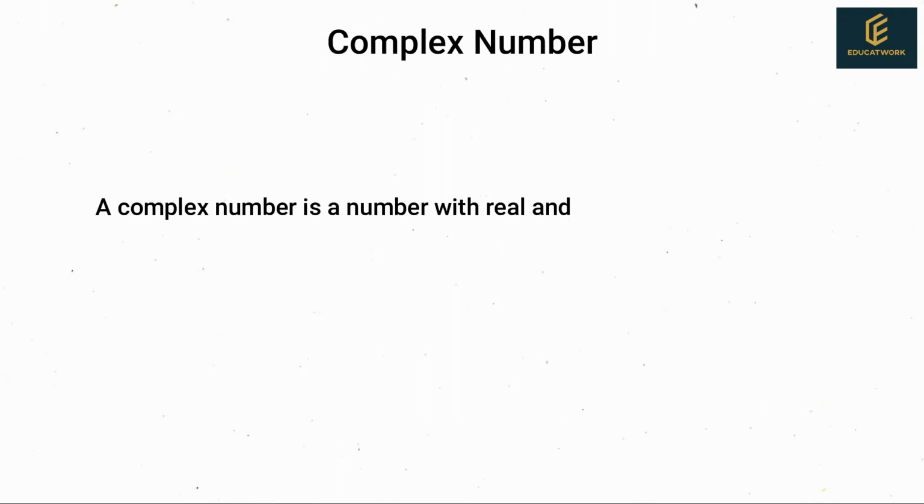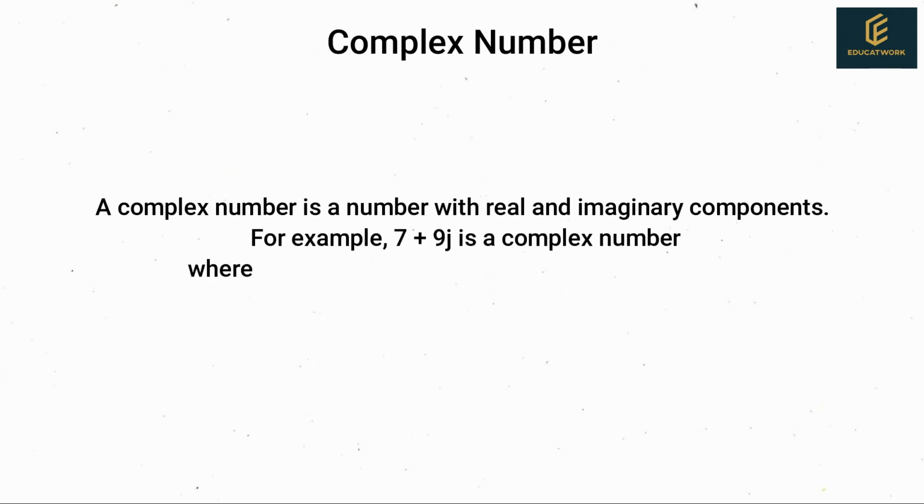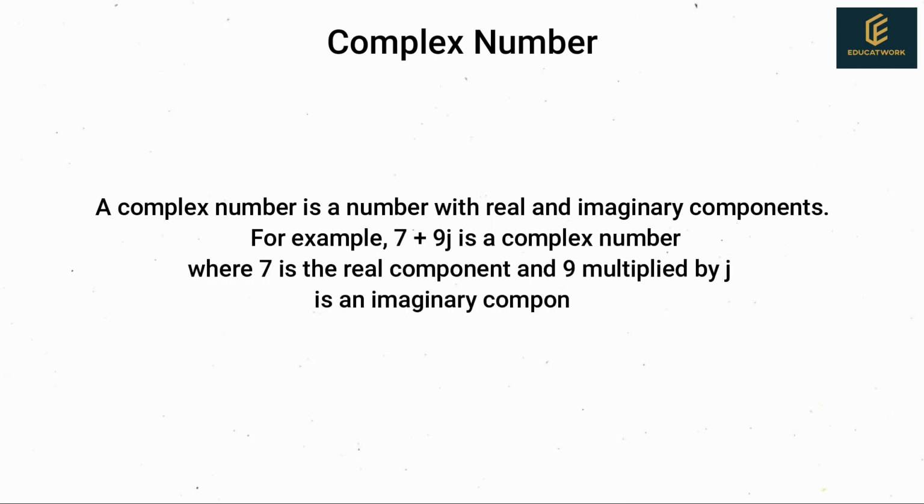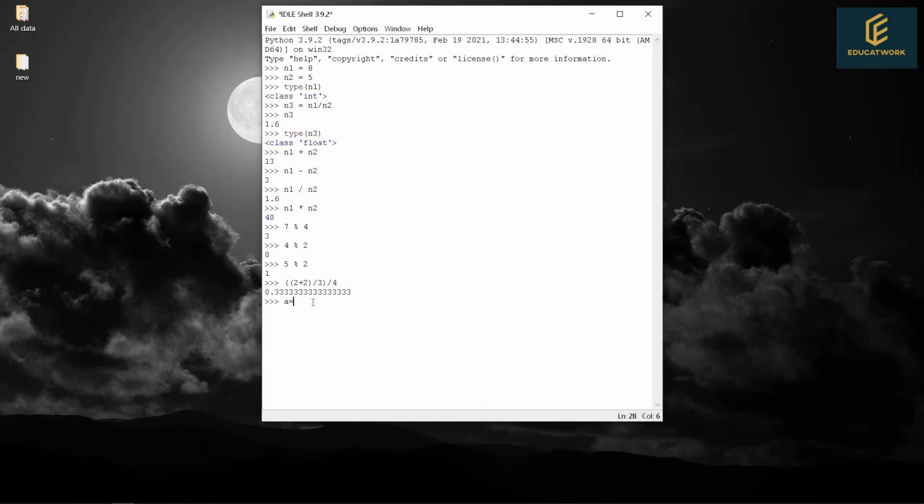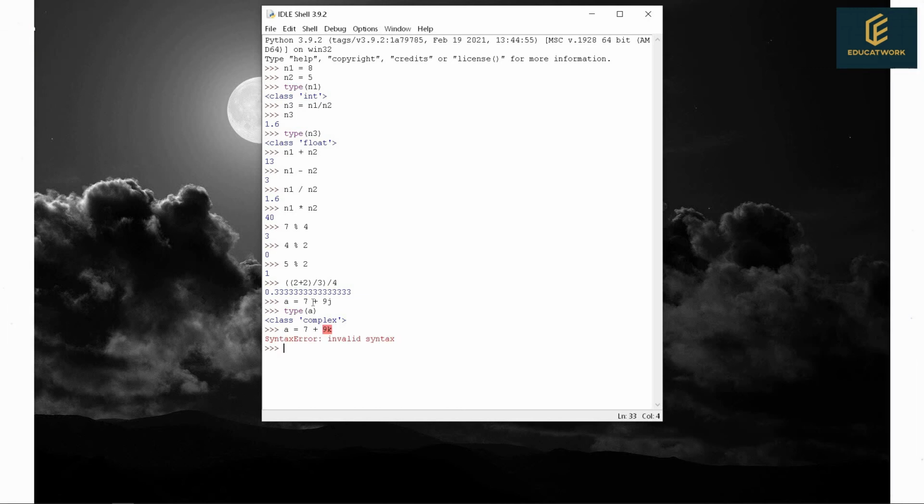Complex number. A complex number is a number with real and imaginary components. For example, 7 plus 9j is a complex number where 7 is the real component, and 9 multiplied by j is an imaginary component. Make variable a equals 7 plus 9j. Now check the type of this variable a. type(a) shows class complex. We must use j or J as complex, otherwise it shows an error. If we write a equals 7 plus 9k, then it will return an error.